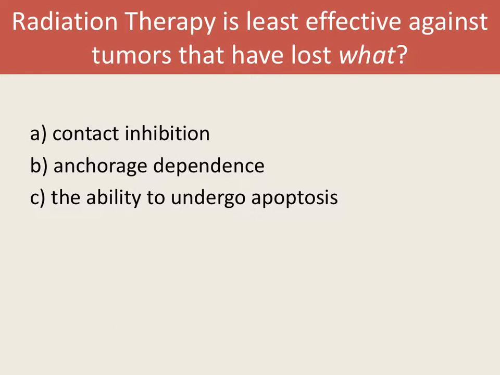Remember, I talked about radiation therapy. It damages the cells so that the tumor suppressor system actually recognizes damaged cells and causes those cells to undergo apoptosis. So, which of these? Radiation therapy is least effective against contact inhibition, anchorage dependence, in other words, invasive cancer, metastatic cancer, or causing cells to kill themselves. Anybody? Yeah.